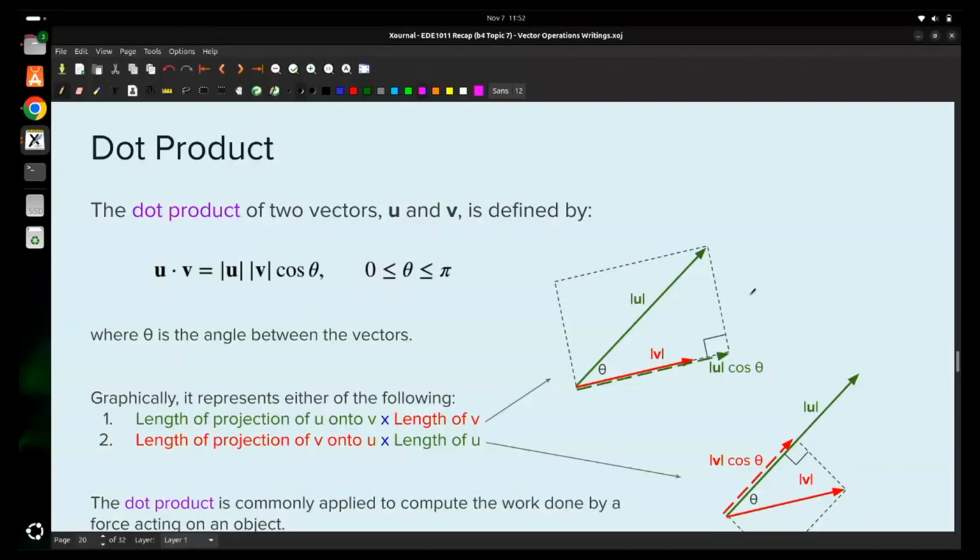So let me write. The first one is u dot v, which must be equivalent to u cosine theta times the length of v. The u cosine theta here is the projection of u on v. Is that right?